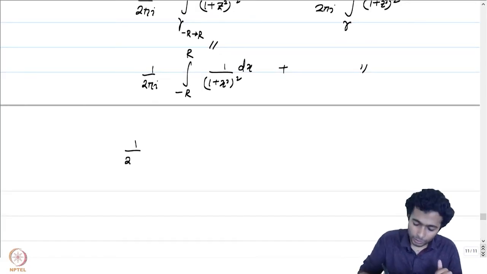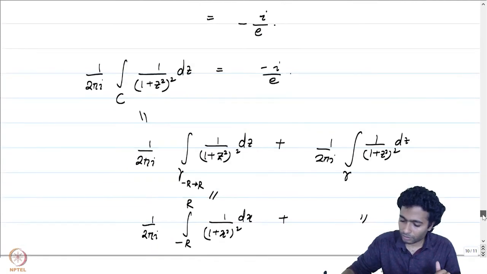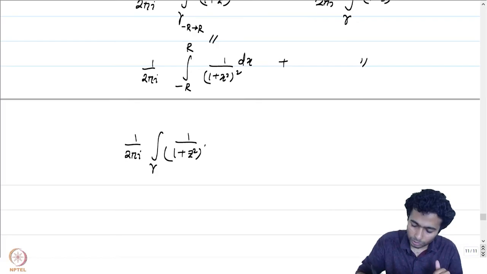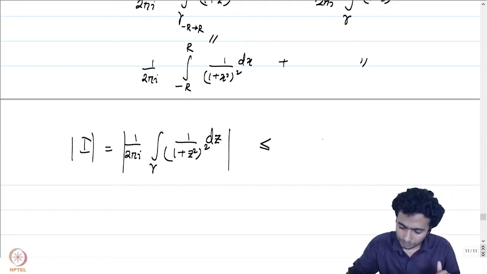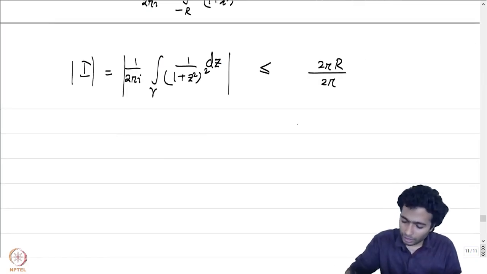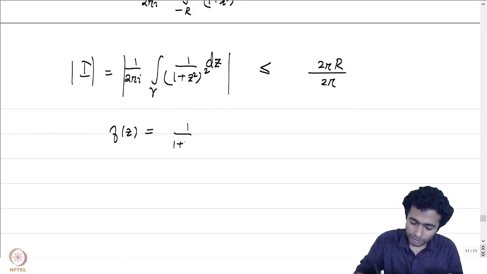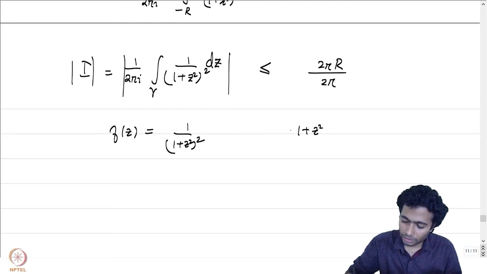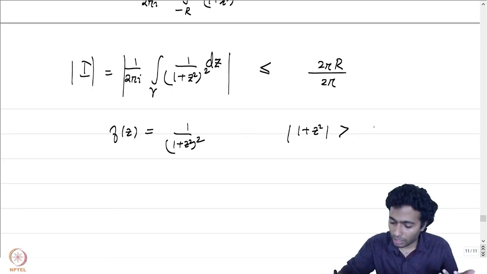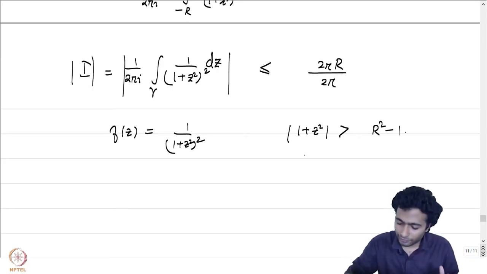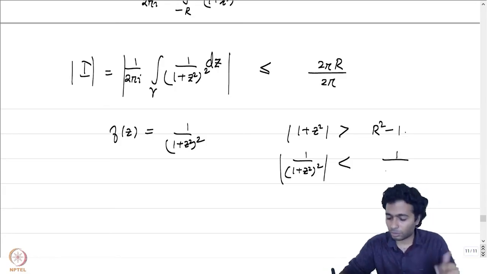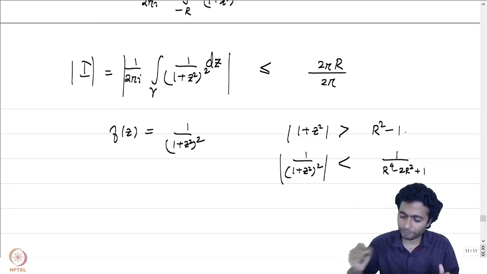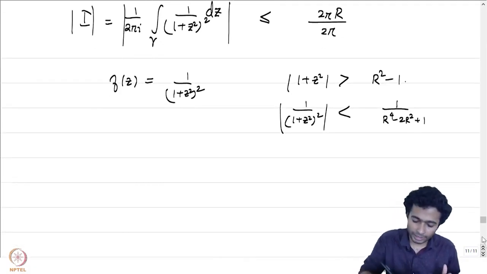Let's look at the second term, 1 by 2 pi i integral over gamma of 1 by (1 plus z square) the whole square dz. Suppose this is I, then the absolute value of I is going to be less than or equal to 2 pi r by 2 pi times the bound. Notice that f of z is equal to 1 by (1 plus z square) the whole square. Now, the absolute value of 1 plus z square is greater than r square minus 1, using the triangle inequality. Therefore, the absolute value of 1 by (1 plus z square) the whole square is less than 1 by (r square minus 1) the whole square, which is r to the power 4 minus 2 r square plus 1.